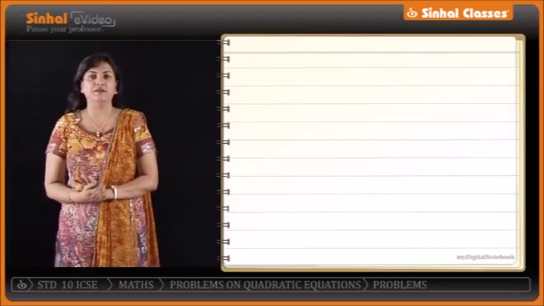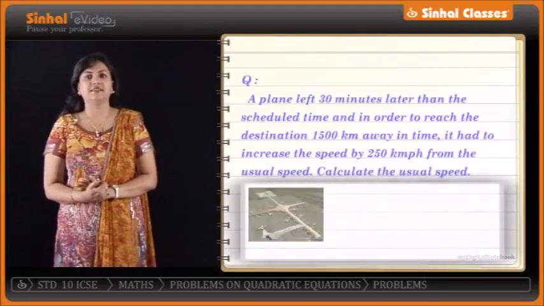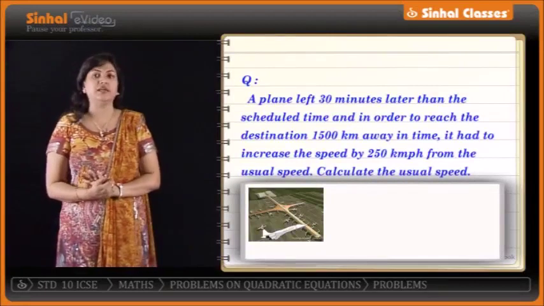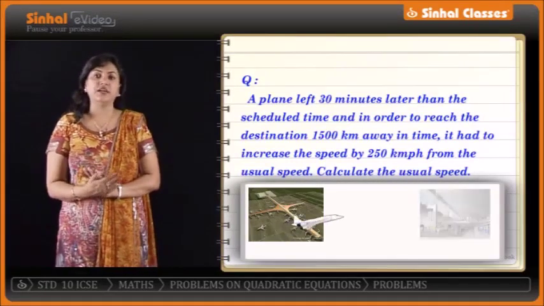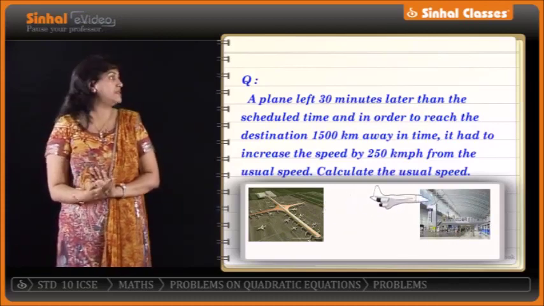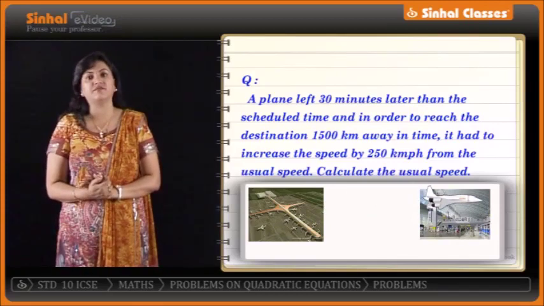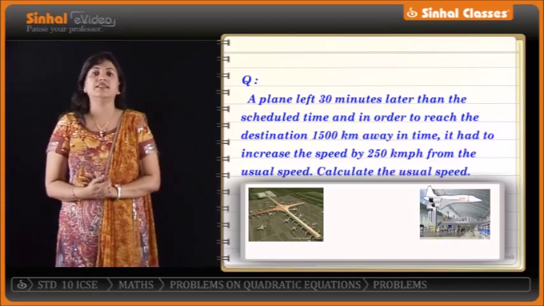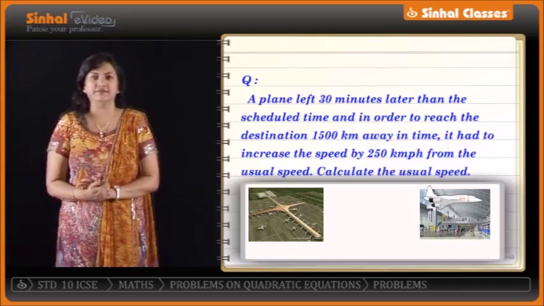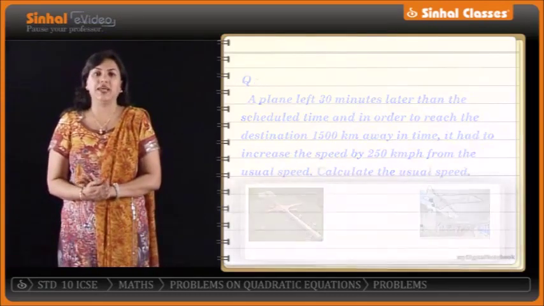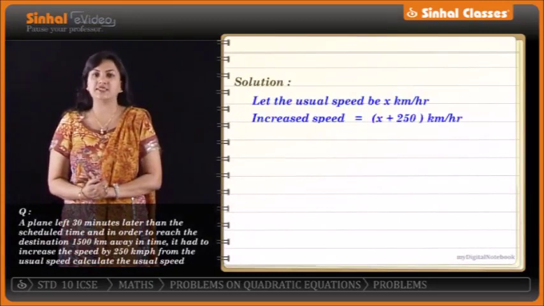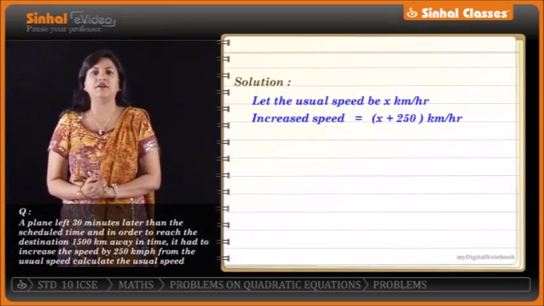Now to the next problem. A plane left 30 minutes later than the scheduled time and in order to reach the destination 1500 km away in time, it had to increase the speed by 250 km per hour than the usual speed. Calculate the usual speed. Let the usual speed be x km per hour. So the increased speed will be x plus 250 km per hour.